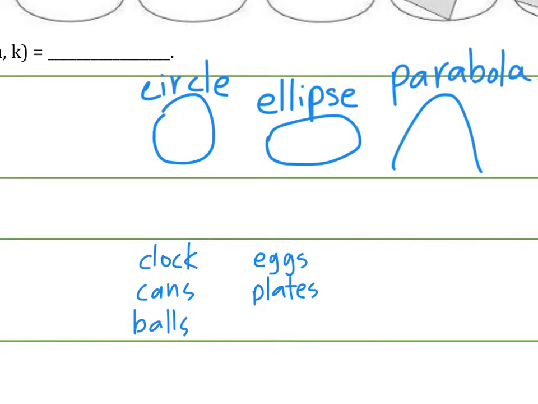Anything else that's elliptical? Oh, he said donuts. No, you said donuts. What? This is the cream-filled kind? Yeah. Oh, okay. Cream-filled donuts.